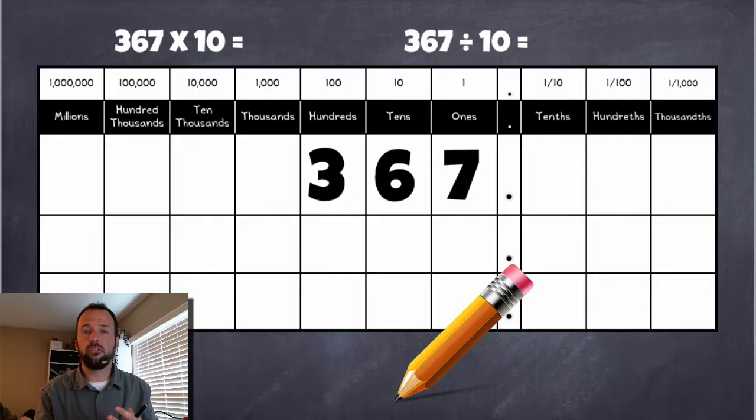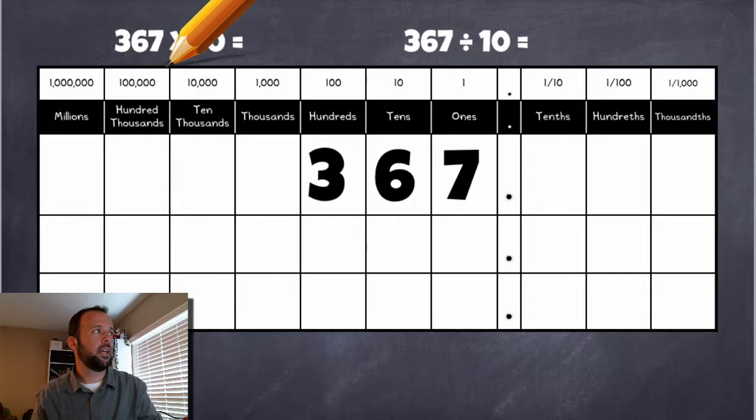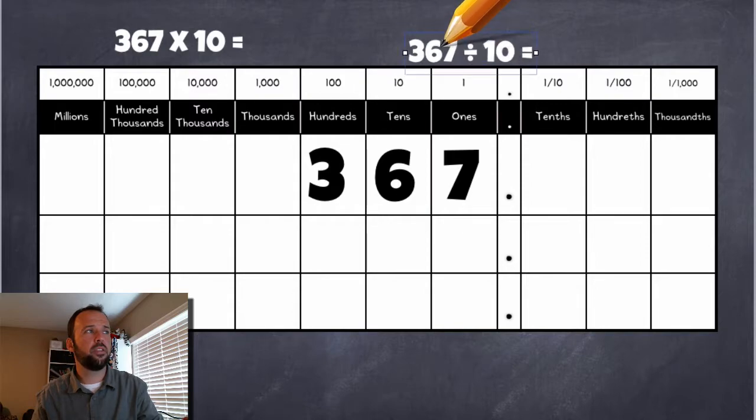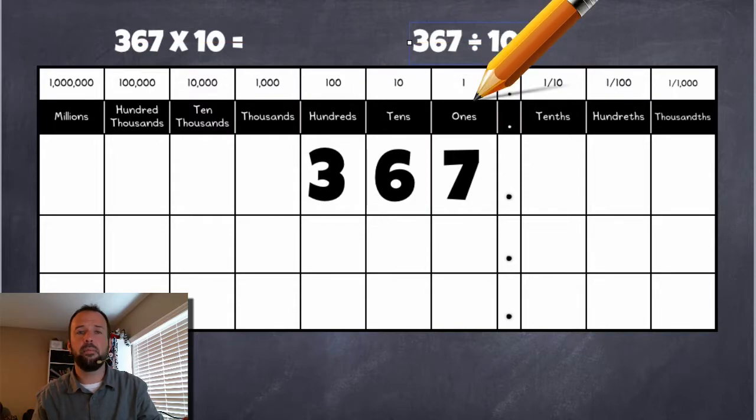So if you have your place value chart to start with us, that's great. We're going to do a couple together using the place value chart, and then we'll see how we can start to visualize it in our heads as well. These are the two problems we're going to look at to start. We have 367 times 10, multiplying by 10. Then we're going to do the same number, 367. This time we're going to divide it by 10.